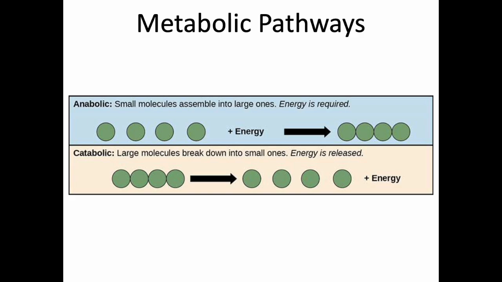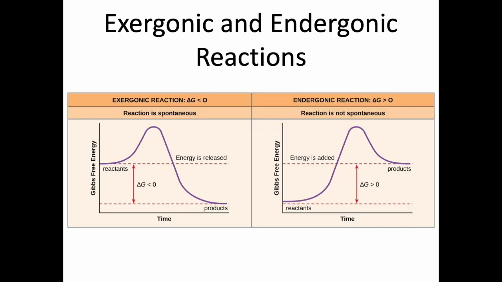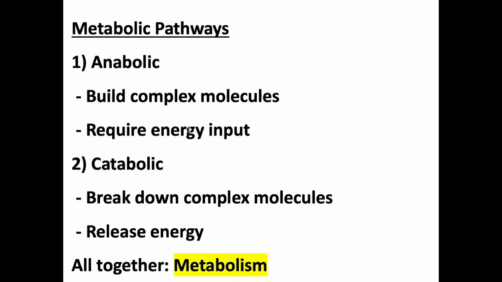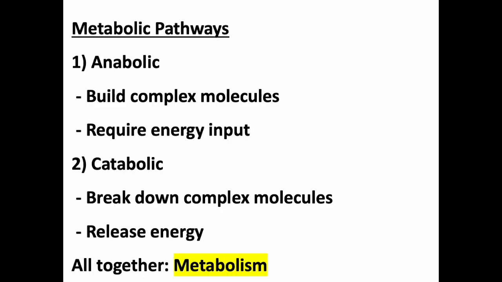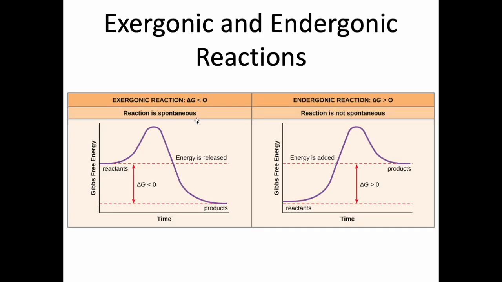Now, a lot of students get mixed up on how anabolic and catabolic are different from endergonic and exergonic. Because, for here, I'm saying anabolic requires energy input, catabolic releases energy. I said the same two things when I was describing these reactions. The difference between anabolic and catabolic and endergonic and exergonic is that these terms describe a single chemical reaction. A single chemical reaction is either exergonic or endergonic, whether it releases energy or requires an energy input.